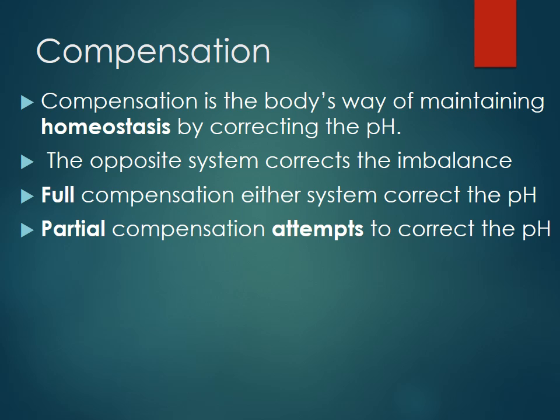Now, this is where you guys get a little confused, and I don't know what happens in the world, but compensation is not a really hard thing to understand. Compensation is the way that the body maintains homeostasis. We are always trying to maintain homeostasis, and in order to maintain homeostasis, we have to correct the pH. So the body attempts to bring itself back into normal ranges, which is the pH of 7.35 to 7.45.